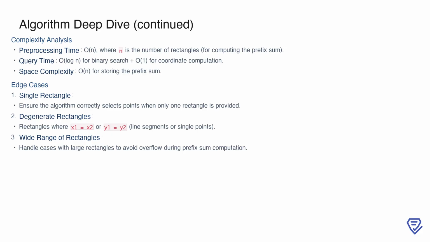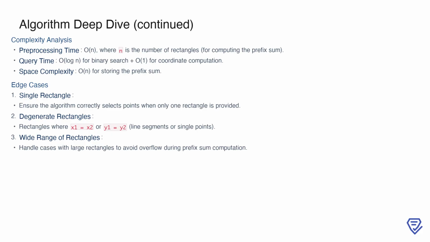There are also a few edge cases to consider. For a single rectangle, the algorithm should correctly handle point selection without any special adjustments. For degenerate rectangles, where x1 equals x2 or y1 equals y2, we must treat these as lines or single points correctly. Finally, for rectangles with large ranges, we need to ensure calculations are handled without integer overflow, particularly when computing the prefix sum.